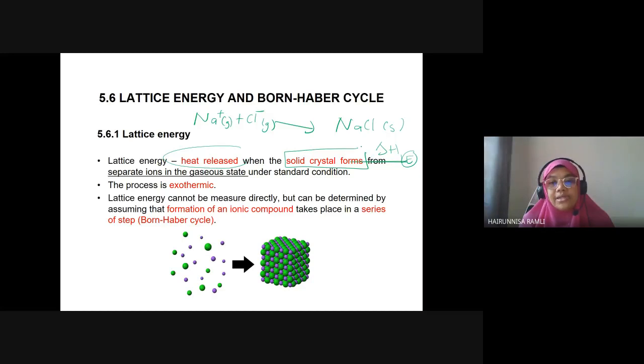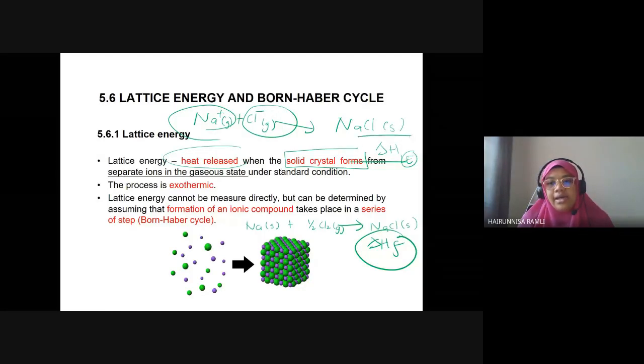Apa beza dengan formation? Formation NaCl juga, solid juga, but dia form daripada Na solid plus half Cl2 gas. Nampak tak beza? This one is delta HF, formation. This one kalau dia dalam bentuk ion dan dia mesti gas lah. Dia adalah enthalpy for lattice energy. Okay? So basically lattice energy cannot be measured directly.